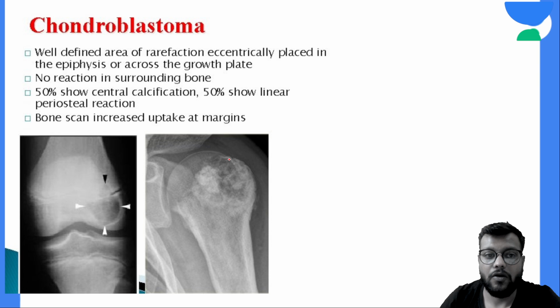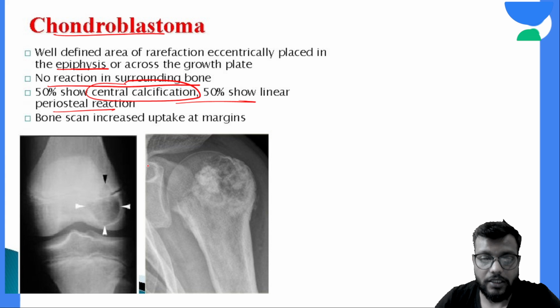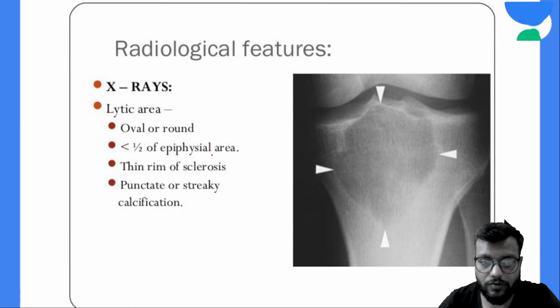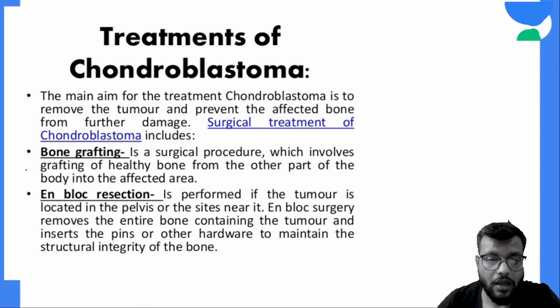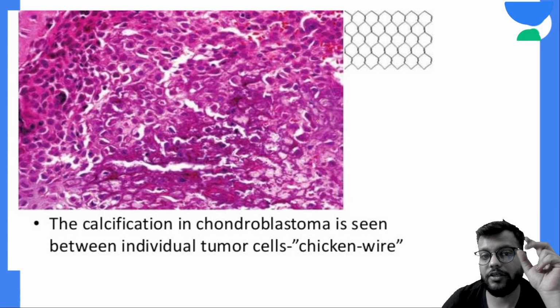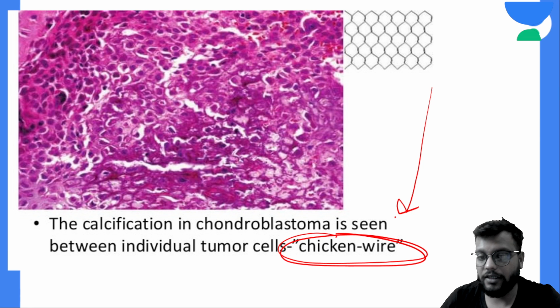Okay, this is your chondroblastoma. It occurs in the epiphysis, there is no periosteal reaction, there will be central or stripped calcification. Okay, there is stripped calcification like this. The treatment is resection with grafting, and there will be two characteristic features in the histopathological slides. First of all, this calcification looks like chicken wire, and secondly there will be scattered giant cells.